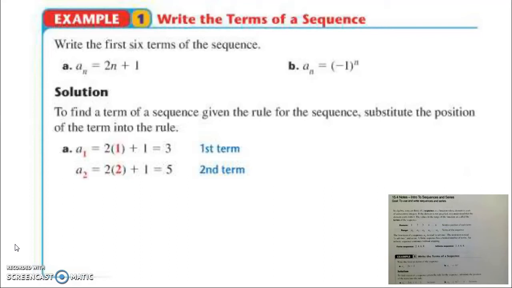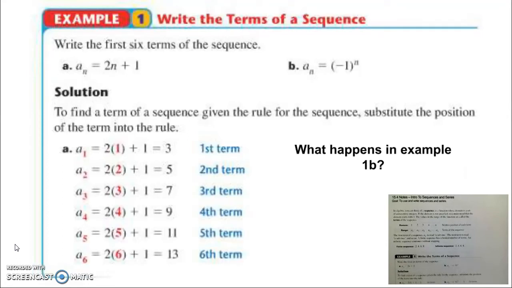Then we would go to the next positive integer, which is 2. 2 times 2 plus 1, so our second term would be 5. So our sequence goes 3, 5, and then we would continue to insert those positive integers. 3, so 2 times 3 plus 1 would be 7. 4, 2 times 4 plus 1 would be 9, and so forth. So our first 6 terms would be 3, 5, 7, 9, 11, and 13.